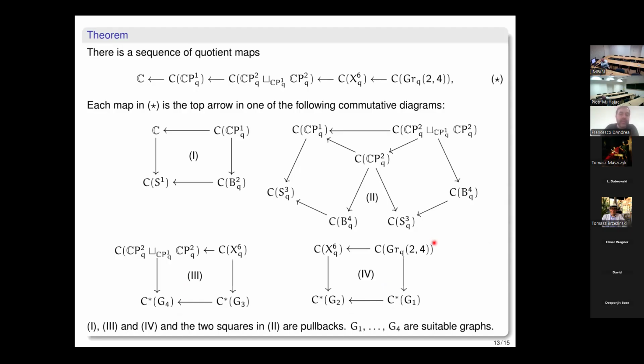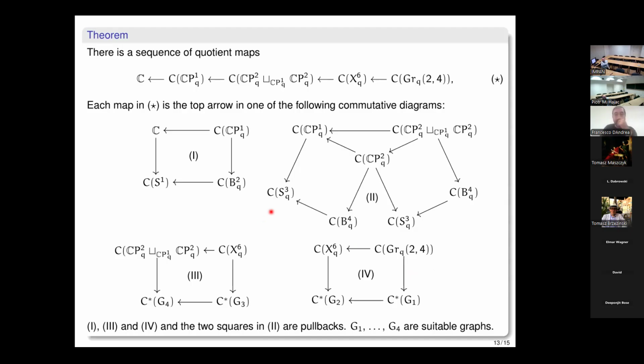But that does not mean that you don't get GR to 4 from X6 by attaching one cell. Maybe there is a different pullback diagram where the top arrow is the same arrow, and on the bottom you have the correct things. So this is what I believe, but it's something we are trying with Elmar to solve, but not using graph C*-algebras, so in a completely different framework. And with graph C*-algebras, I don't know, we'll see if there are news later on.